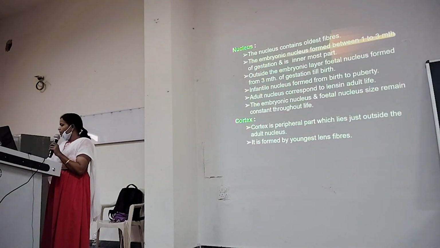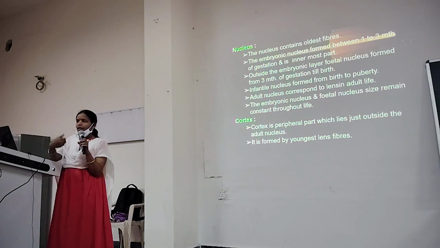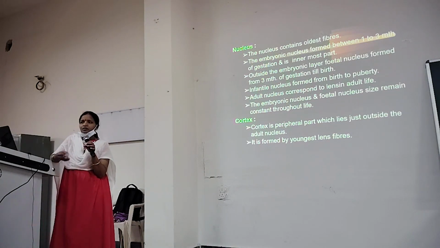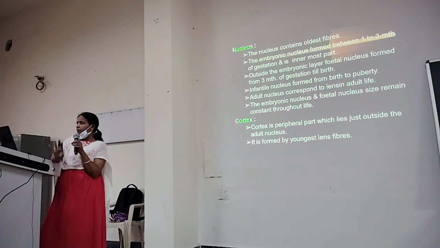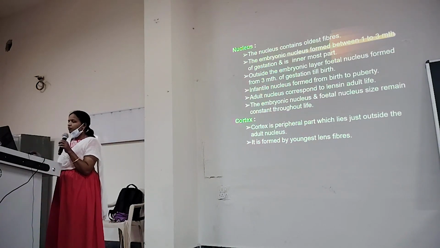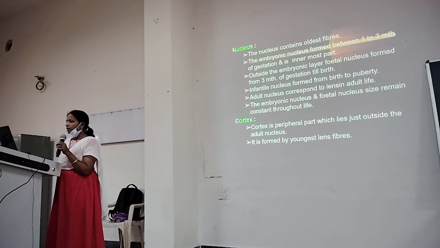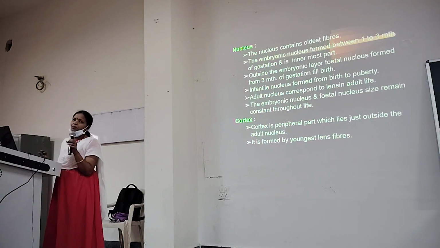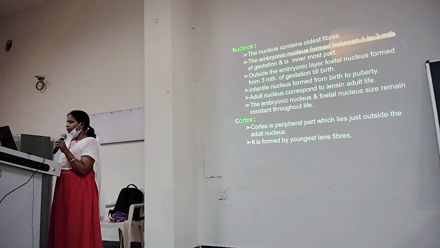So next comes the nucleus. These are the oldest fibers which are present. According to the stage when the lens fibers enter the nucleus: embryonal nucleus, fetal nucleus, infantile and adult. Embryonal is the innermost portion of the nucleus, from 0 to 3 months of gestation. From 3 months of gestation till birth, we call it fetal nucleus. Infantile nucleus is from birth to puberty. And next comes the adult nucleus.